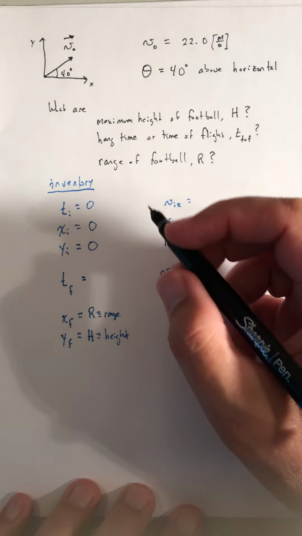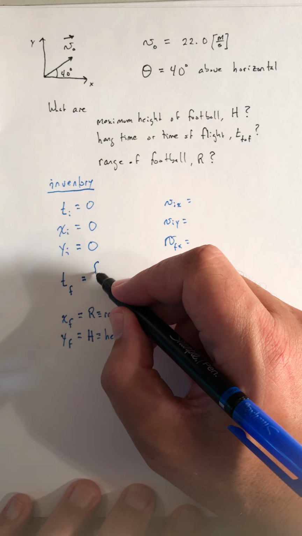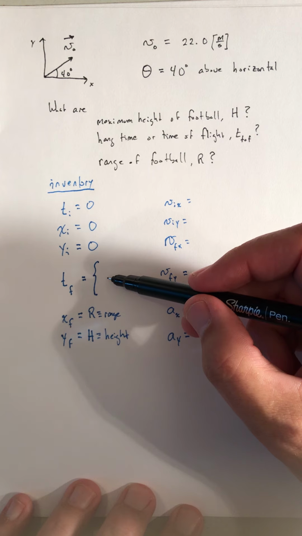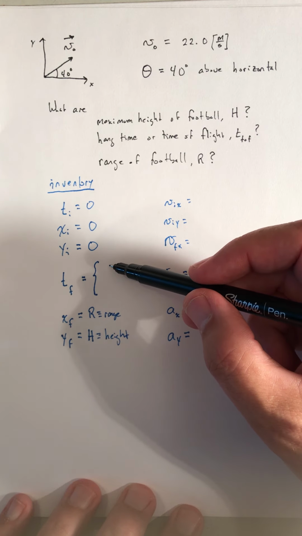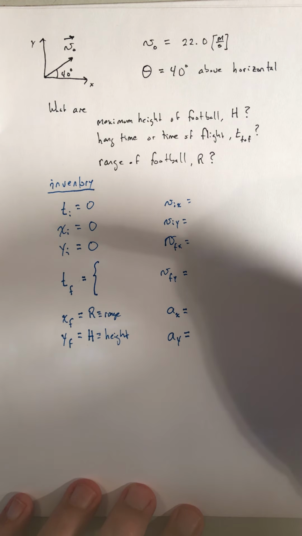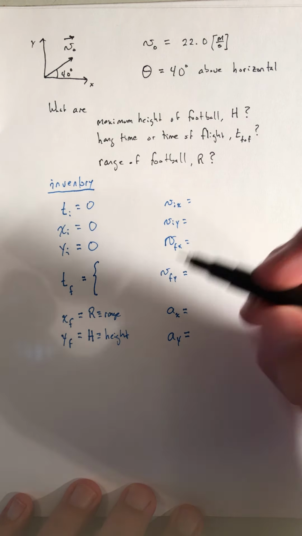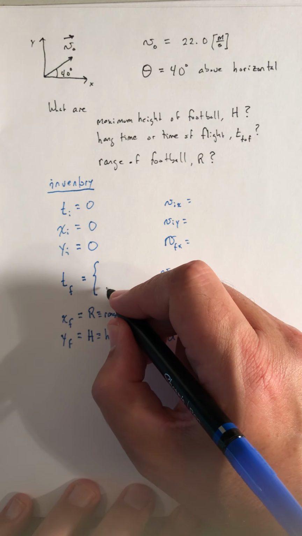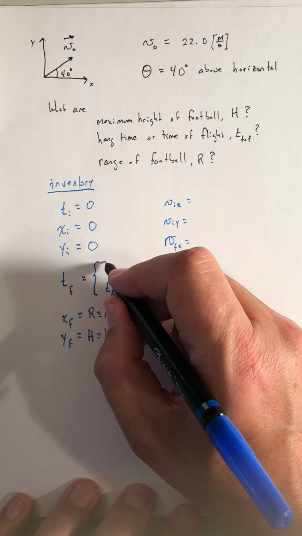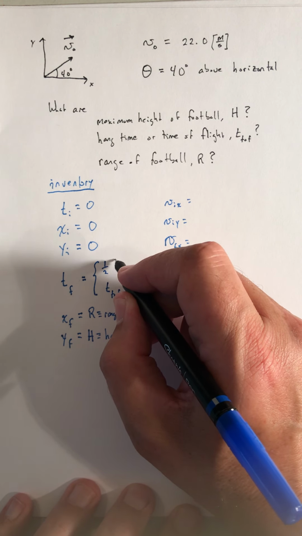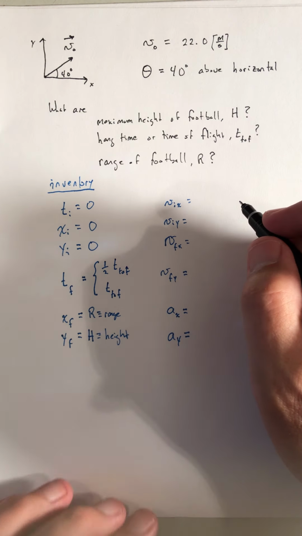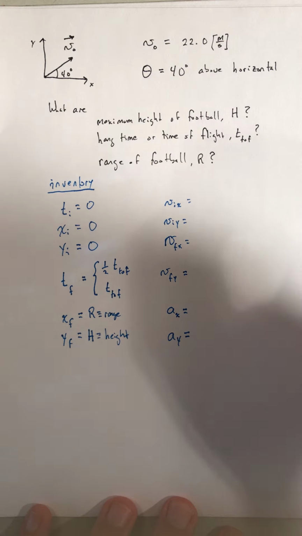The final time, we have two values that we're going to use as we go through this. One is going to correspond to reaching the highest point, and then one is going to correspond to the whole time of flight, the total time it's in the air. So time final, I could mean that to be the full time of flight or the time it takes to reach the highest point, which is going to be half of the time of flight. We need to solve for that.